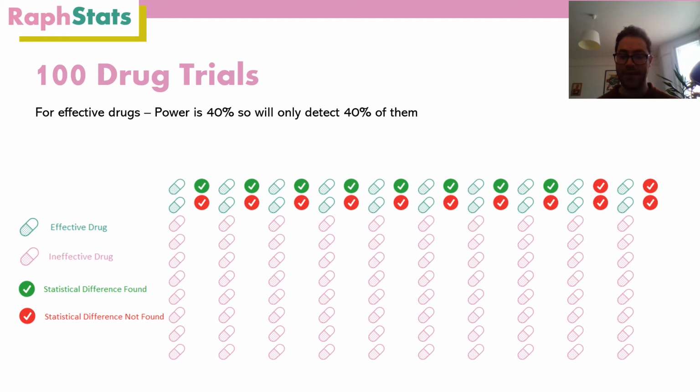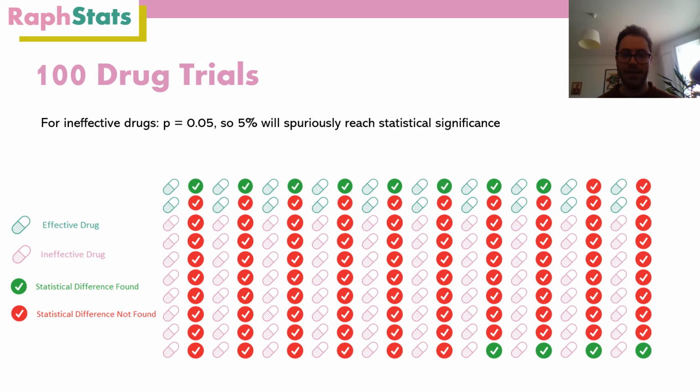For all the ineffective ones, it's our p-value that's going to drive our significance. So 5%, a p-value of 0.05. So 5% of these will find, oh, if there was no difference, there's only a 5% chance this would crop up. And if we do that, out of the 80, that's about 4 that we find to be significant, even though there's no true difference between those drugs.